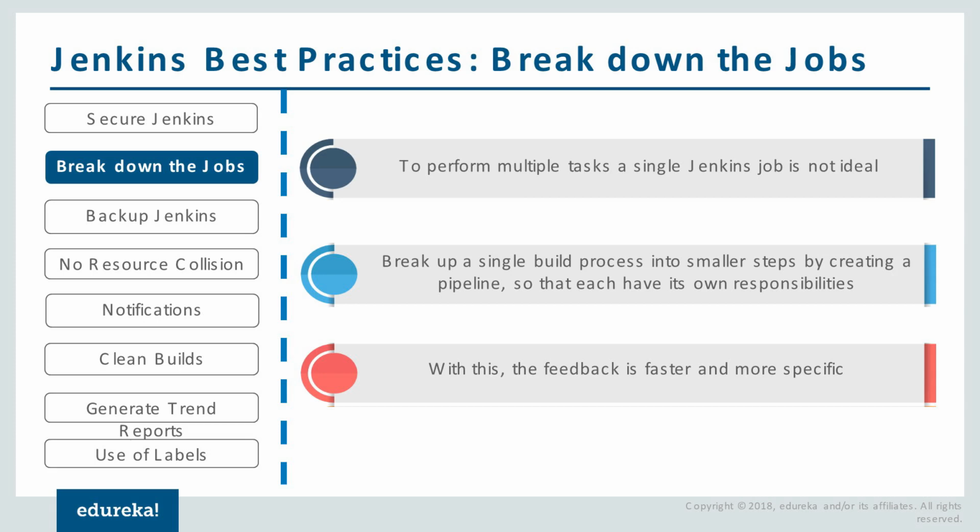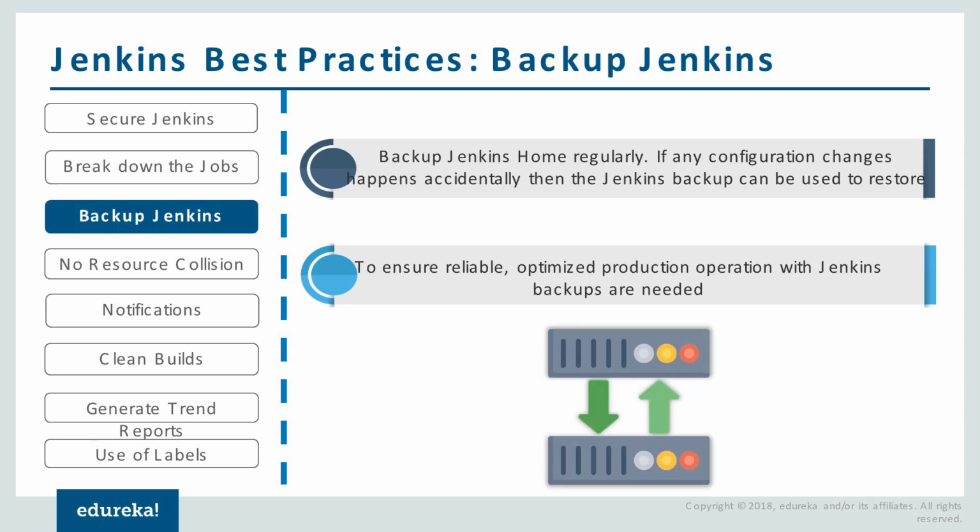Because performing multiple tasks in a single Jenkins job is not ideal, it's not always a good idea. So break up a single build process into smaller steps by creating a pipeline so that each has its own responsibilities. And with this, the feedback is faster and more specific. It also helps if there is something wrong with the process and the overall build fails. Since you can put a notification mechanism at the end of every job, it'll be easy for the stakeholders to identify where exactly things have gone wrong, and they can quickly fix the issues.